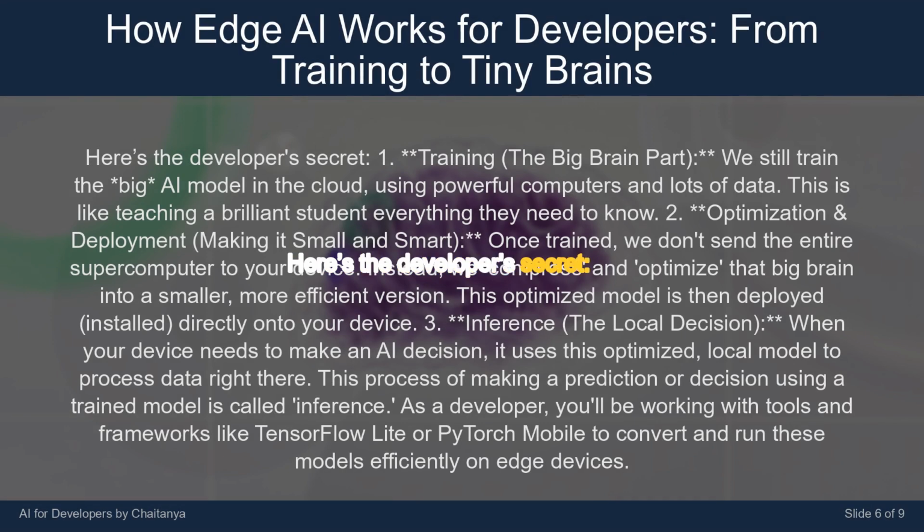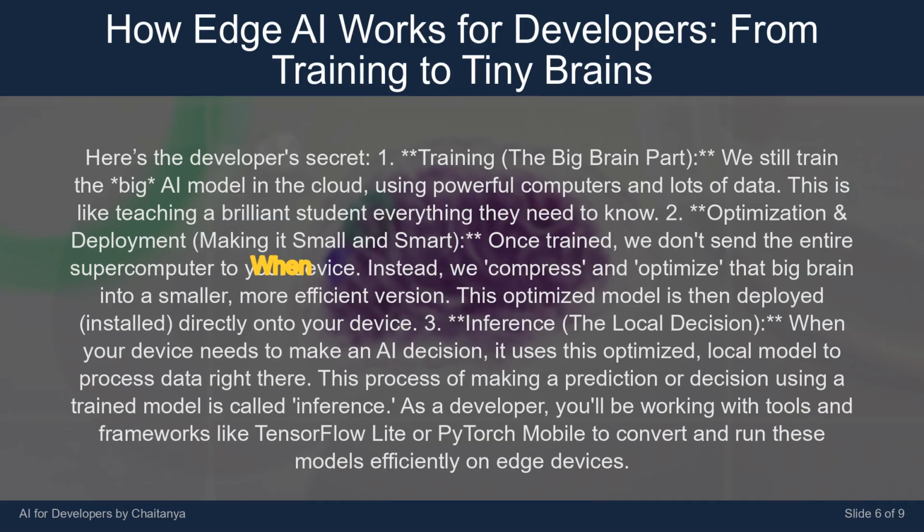Here's the developer's secret. 1. Training. The big brain part. We still train the big AI model in the cloud, using powerful computers and lots of data. This is like teaching a brilliant student everything they need to know. 2. Optimization and deployment. Making it small and smart. Once trained, we don't send the entire supercomputer to your device. Instead, we compress and optimize that big brain into a smaller, more efficient version. This optimized model is then deployed, installed, directly onto your device.